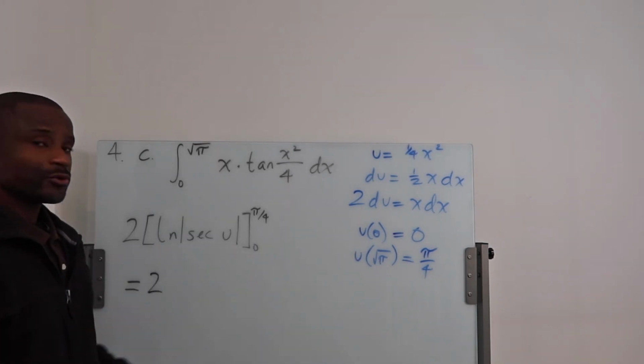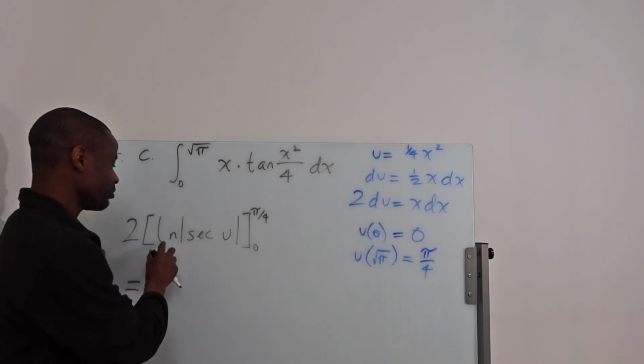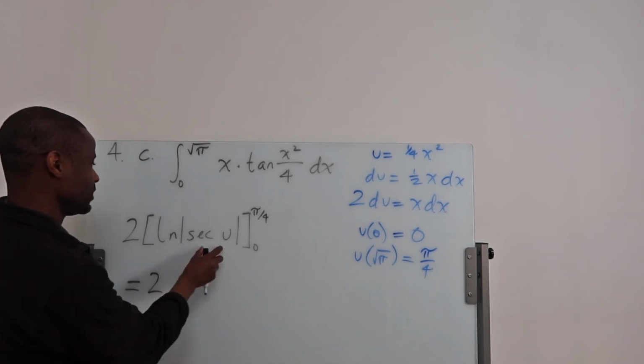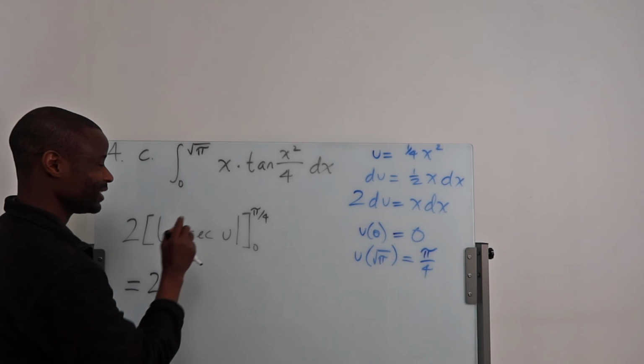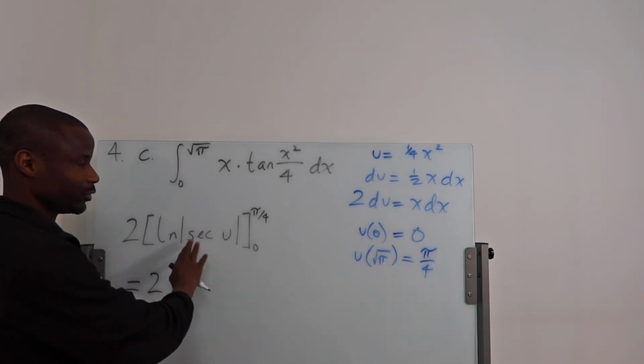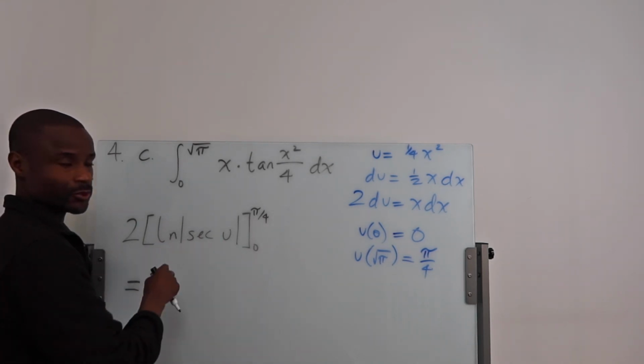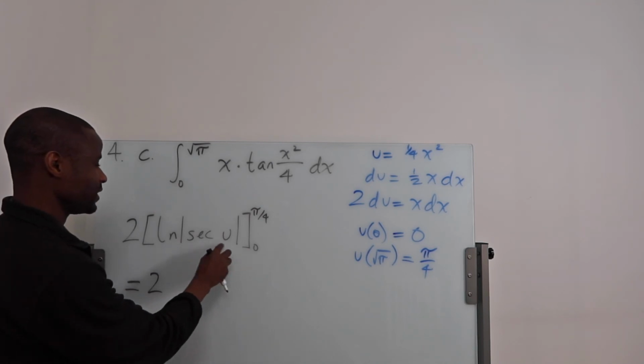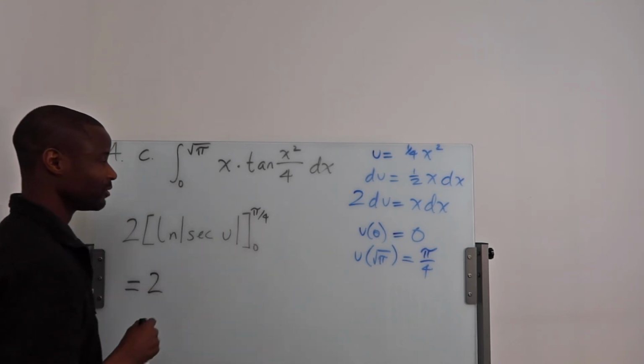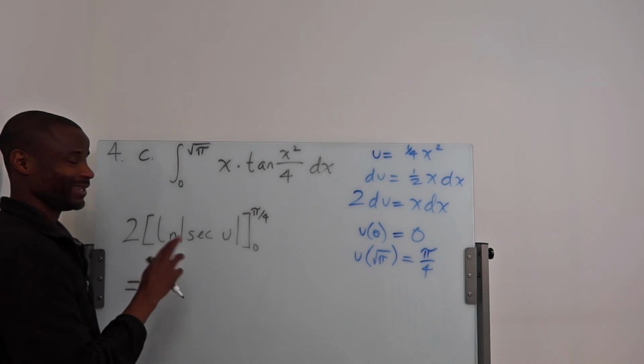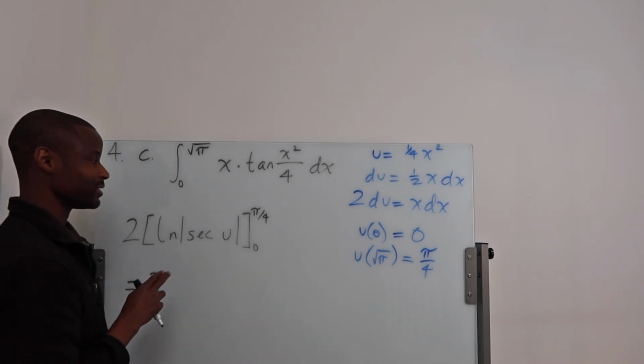The secant of 0 is 1. So whenever I plug in 0, I get secant of 0. Natural log of 1 is 0. So we know we're going to be subtracting 0 for the lower limit. For the upper limit, I have secant of pi over 4. Remember, pi over 4 is 45 degrees. Being able to interchange between radians and degrees is helpful.